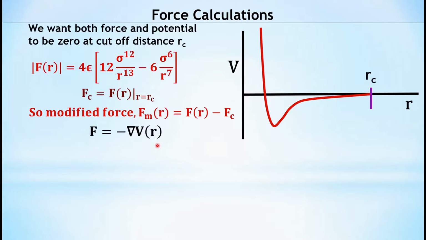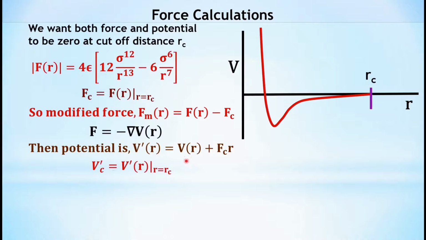Force is minus gradient of potential. So we can calculate potential from this modified force by integrating the force. If we integrate the modified force, then we get potential like this, V(R) plus F(C)R. But we also want potential to be 0 at R equal to RC.